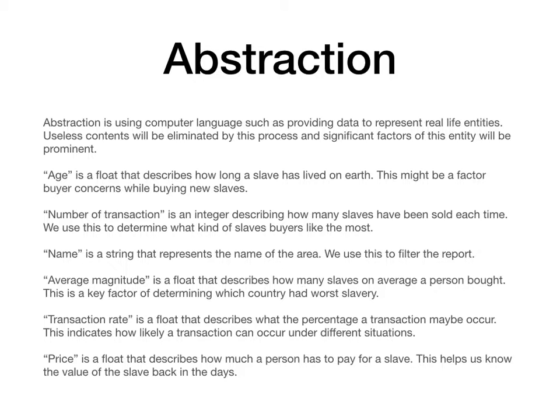Average magnitude is a float that describes how many slaves on average a person bought. This is a key factor of determining which country had worse slavery. Transaction rate is a float that describes what the percentage a transaction may occur. This indicates how likely a transaction can occur under different situations. Price is a float that describes how much a person has to pay for a slave. This helps us know the value of the slave back in the days.